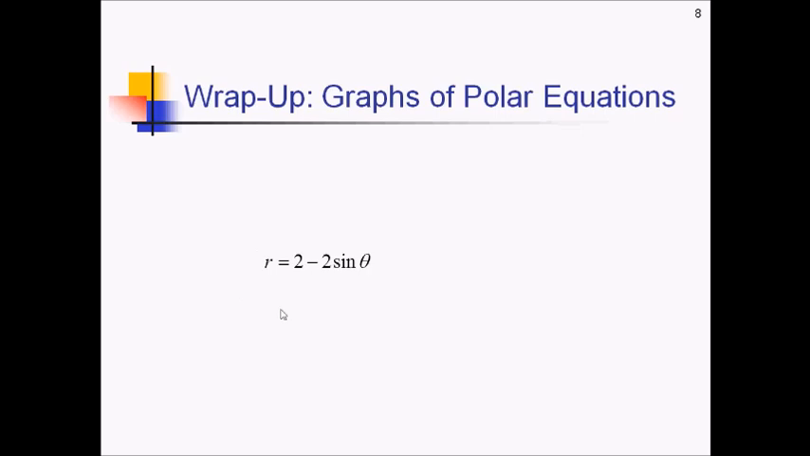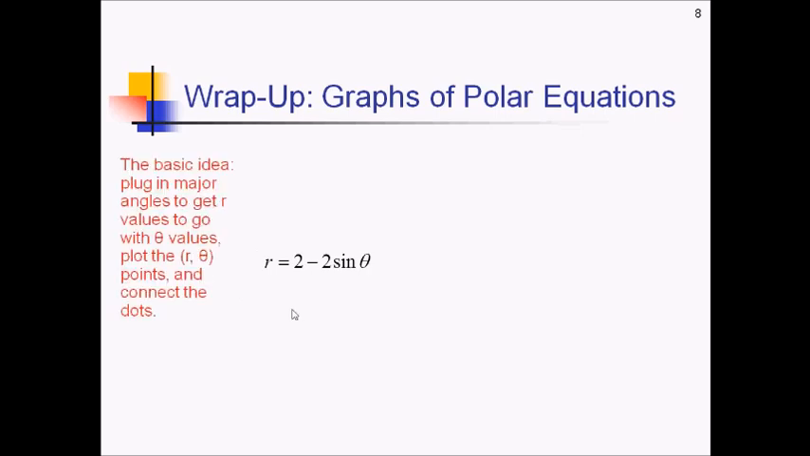We're not going to go through and do all the details, but the basic idea is you would take your major angles, special angles, plug them in to get r values to go with the theta values, and then plot all those points on the polar axis and connect the dots. This one, for example, would give you this neat looking shape, which is actually called a cardioid graph because, well, it looks like a heart.